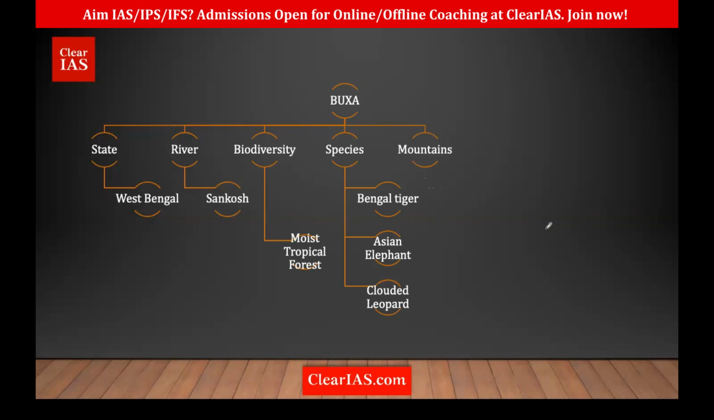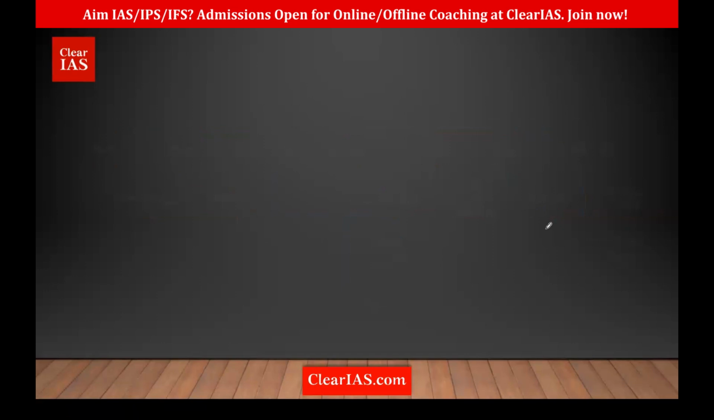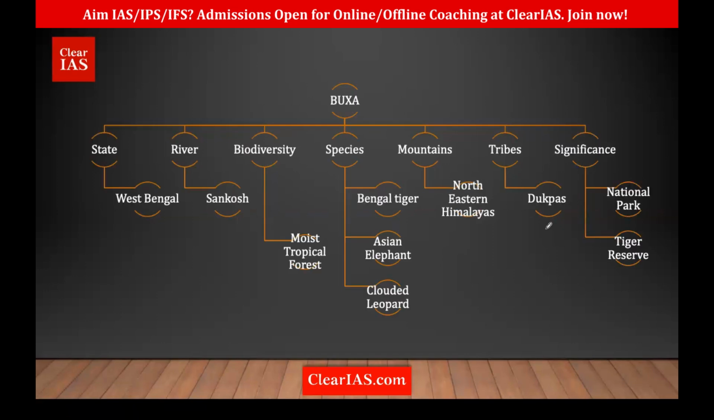Yes, the mountains. It is part of the northeastern Himalayas. I mean, it's actually on the foothills of the Himalayas. The tribes here include the Dukpa tribe. And it is a national park as well as a tiger reserve. This is also one important thing: you might think, seeing the location, that Buxa is in the northeast, but it is part of West Bengal. So don't confuse that. That is the only thing you must remember in this. And the river Sankosh, a tributary of the Brahmaputra, flows through Buxa.